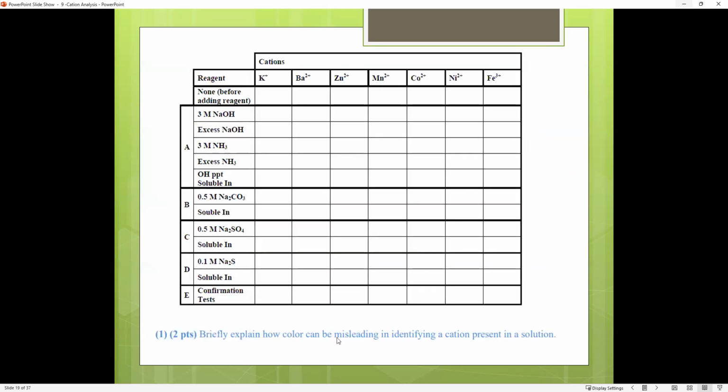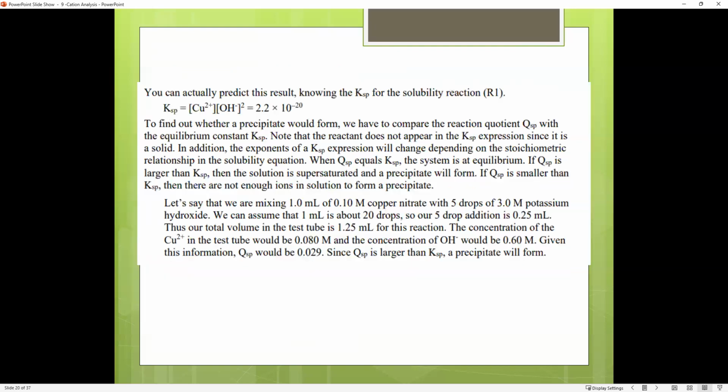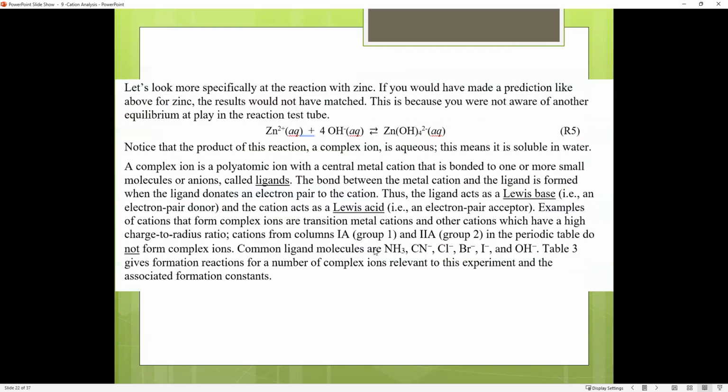All right, so first you explain with color. I talk about this in pre-lab, how color can be misleading. And then you're going to go on and do the precipitations with sodium hydroxide. It's a strong base, so hopefully you can determine the concentration of the hydroxide present, and then compare that with the hydroxide present in pure water. All right. And so you should know this. You have two routes with KW or doing pH to POH and so on. Here's the language for determining the QSP and the screenshot I showed you earlier.